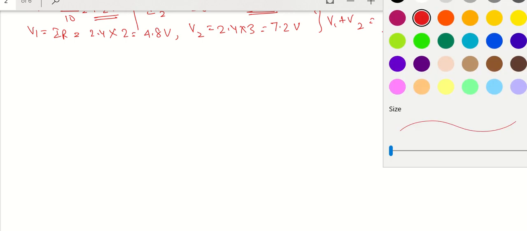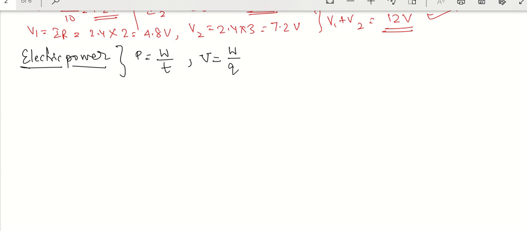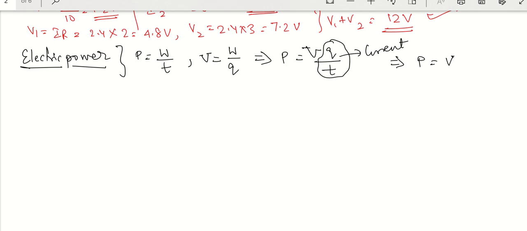Now coming to electric power. If I talk of electric power, power is basically work done by time. And the potential, the voltage, is given as work done by charge, which means now I can combine these two and I can write the power as VQ by T. If you look here, this term Q by T is nothing but actually your current. So I can write power as V into I. So this is the formula of the power, right?